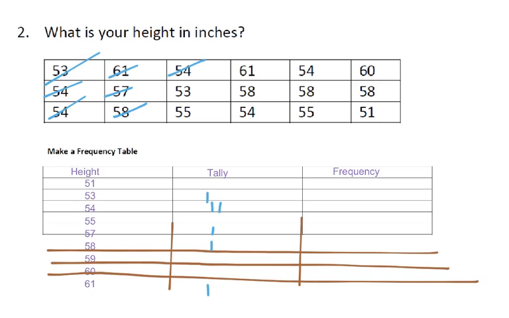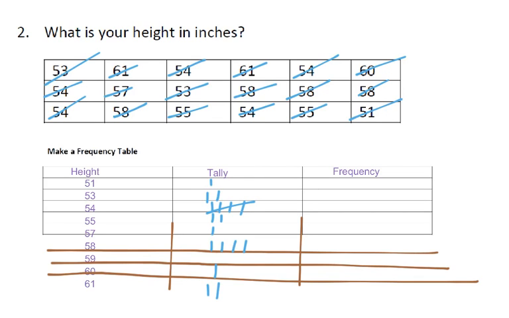1 for 54. 1 for 53. 1 for 55. 1 for 61, 1 for 58, 1 for 54, another for 54, another for 58, another for 55, another for 60. Oh, that was the first one for 60. Okay, so another for 58, and then 1 for 51.